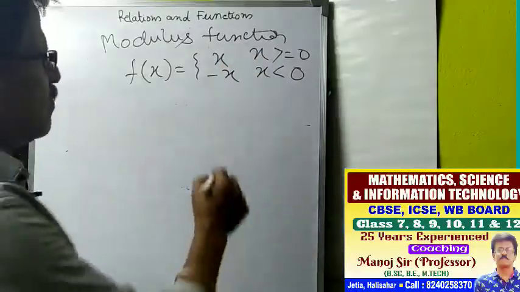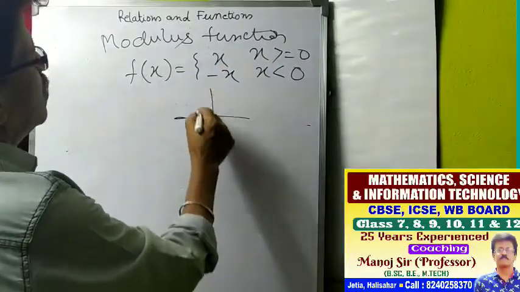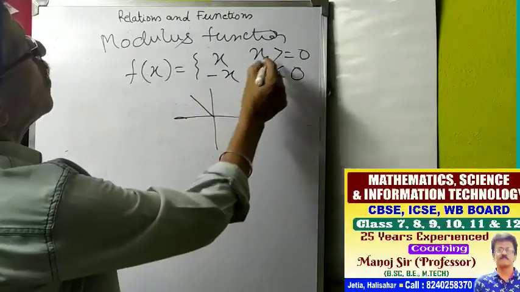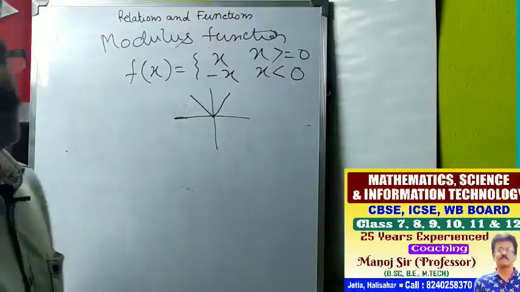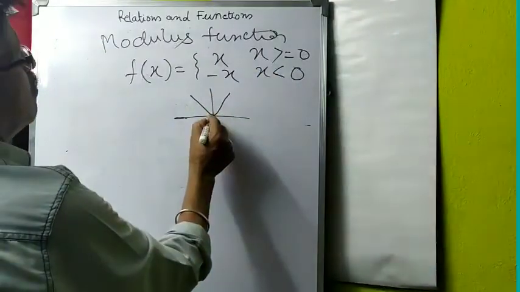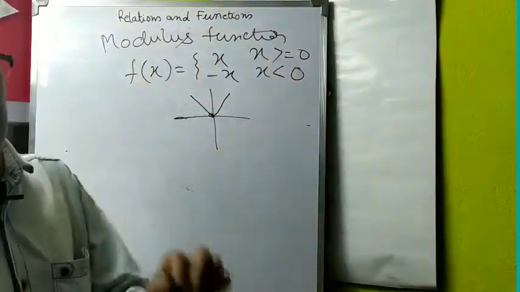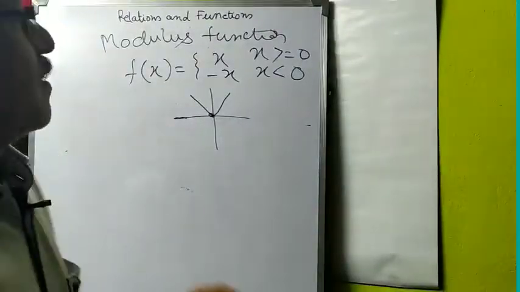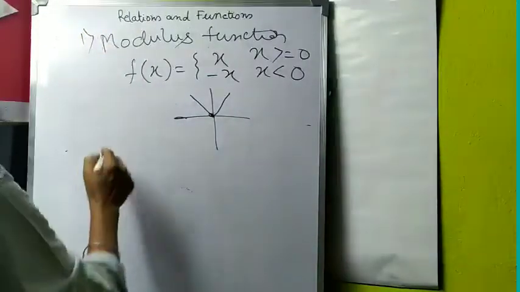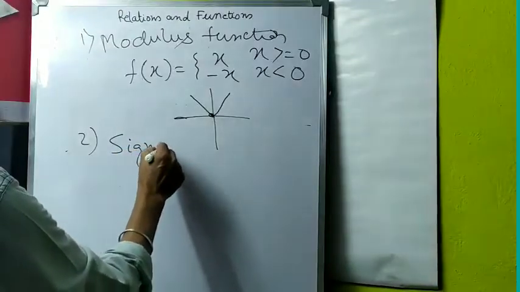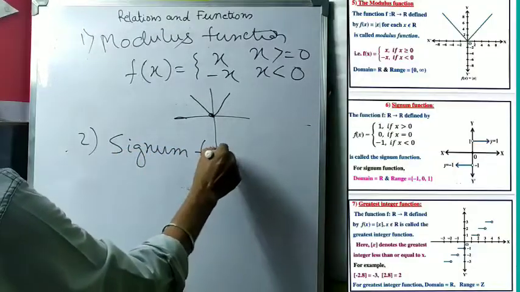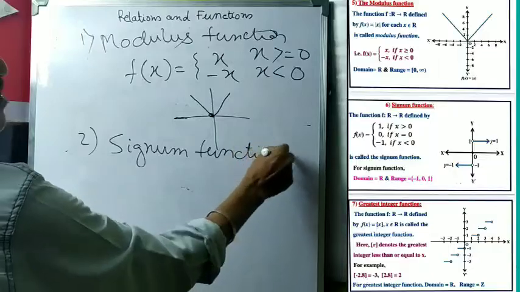If we draw the graph, we can see that the graph will look like this. x greater than or equal to 0 and x less than 0, that means there must be some gap. This is our number 1. Number 2 is signum function.